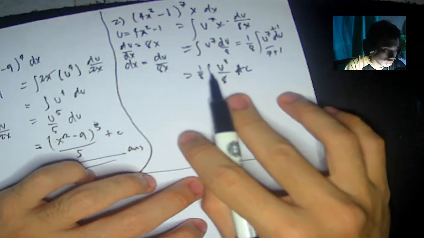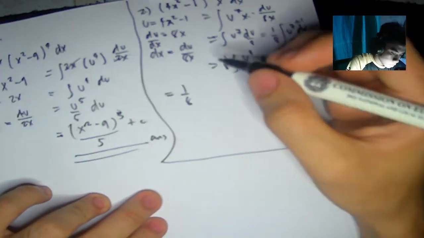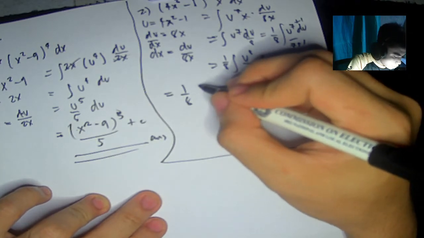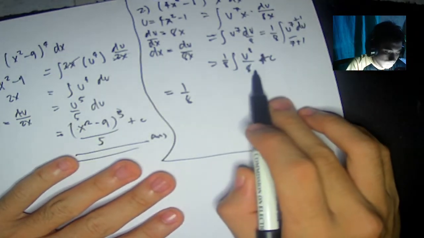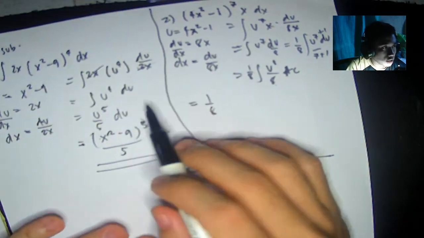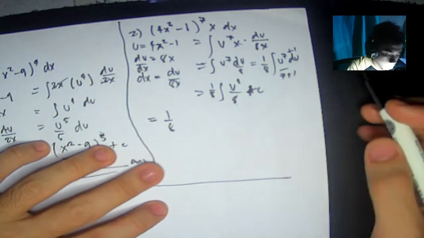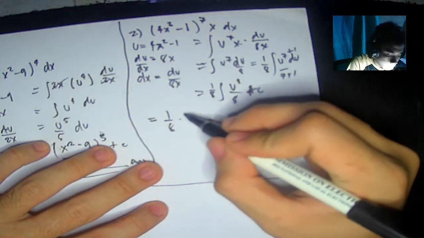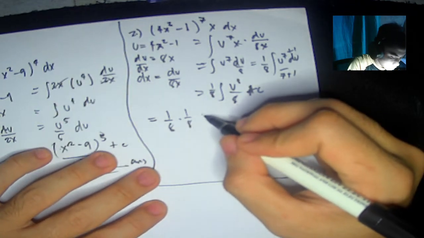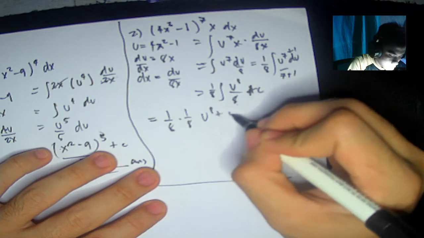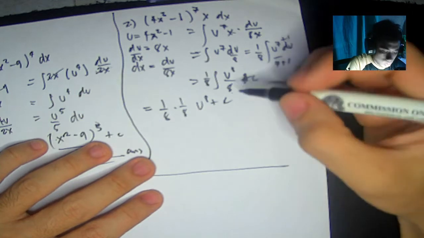And supposedly there's no integral sign here anymore. So let's have 1/8 times 1/8, because here we took out 8, so we can also do this here. So this is 1/8 times 1/8 times u to the 8th plus C. So in this case, when you have this, you can substitute.